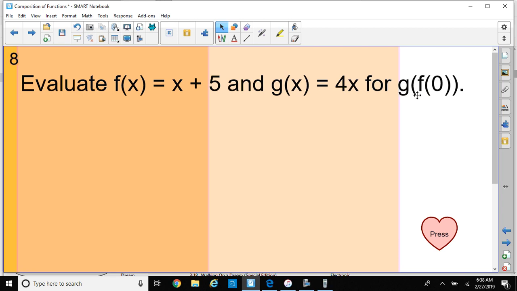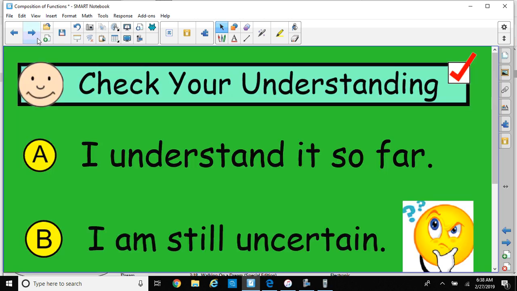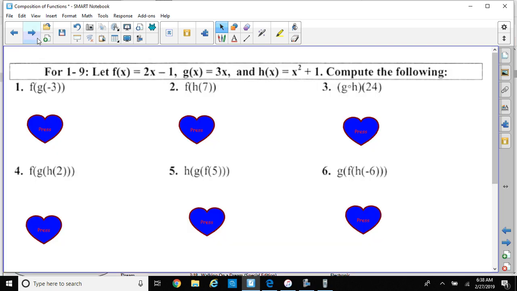We're looking for f of 0 first and then apply it to the g of x function. Check your understanding. Hopefully you're understanding what's going on. If not, write down your questions. You may have to watch the video again because I might have gone too fast.